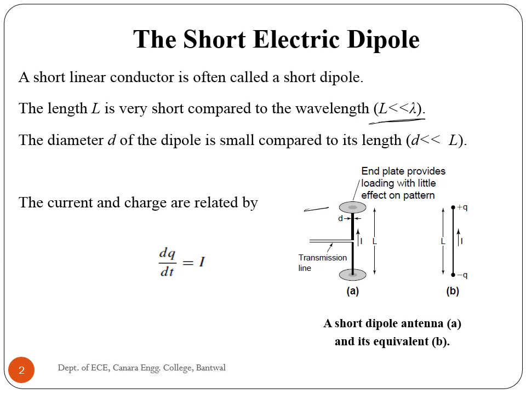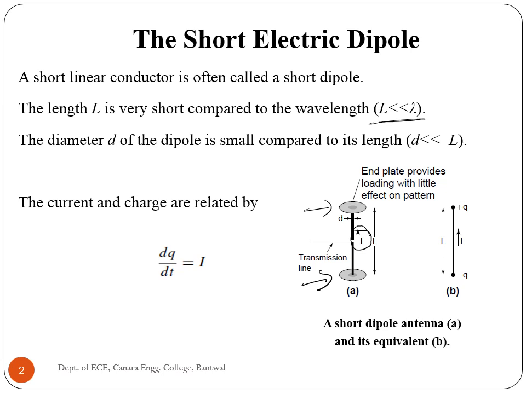Plates at the ends of the dipole provide capacitive loading. The short length and the presence of these plates result in a uniform current I along the entire length L of the dipole. The dipole is energized by a balanced transmission line.